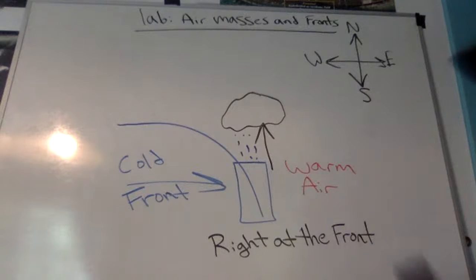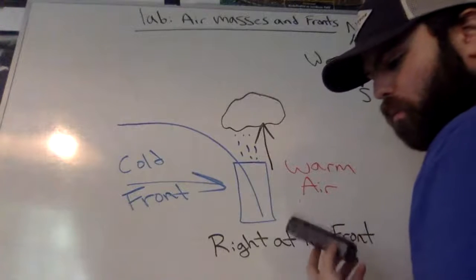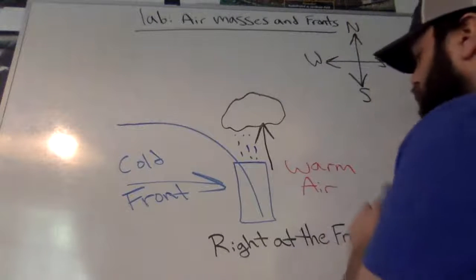Now, if we change this for number 3, where it says, with respect to a warm front, where does precipitation occur?